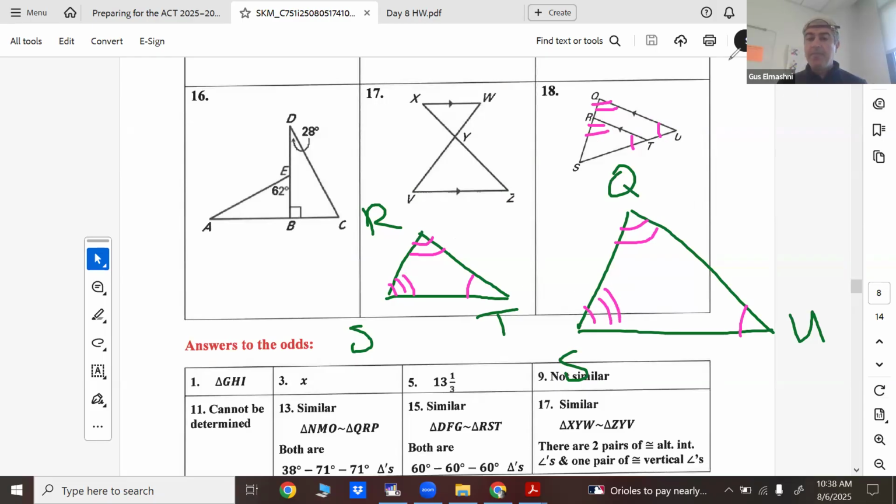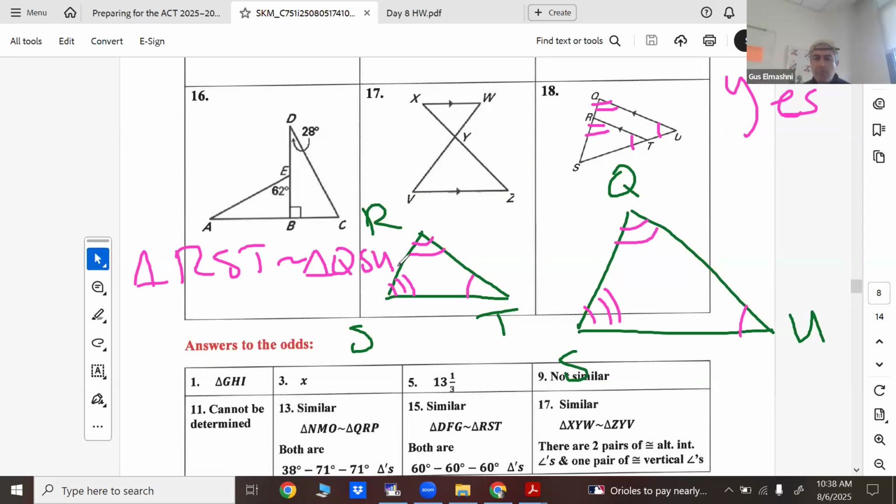So the answer is yes again. So triangle RST is similar to triangle QSU. You just make sure you go in the proper order. RST to QSU. Again, stuff we're covering right now, we're going to see it again in the year, not as intense, but it's like so much in one day. But it's still something that we want to be comfortable with.